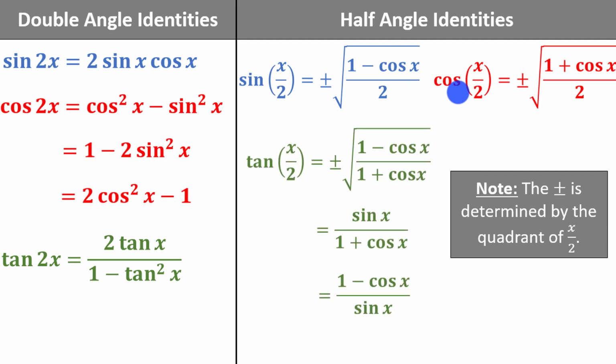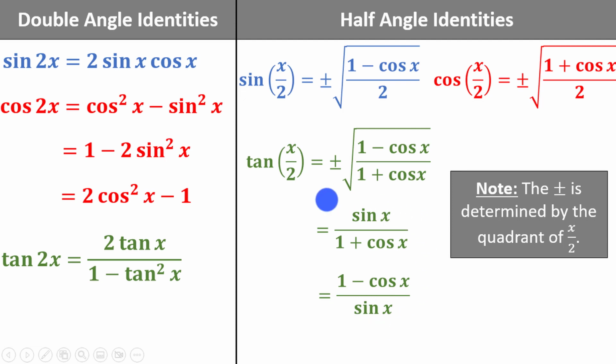Finally, there are 3 half angle identities for tangent. We have tangent of x over 2 is equal to plus or minus the square root of 1 minus cosine of x divided by 1 plus cosine of x, or sine of x over 1 plus cosine of x, or 1 minus cosine of x divided by sine of x.